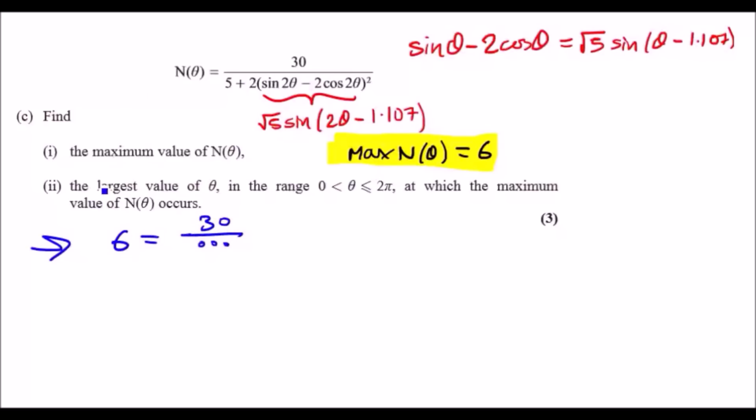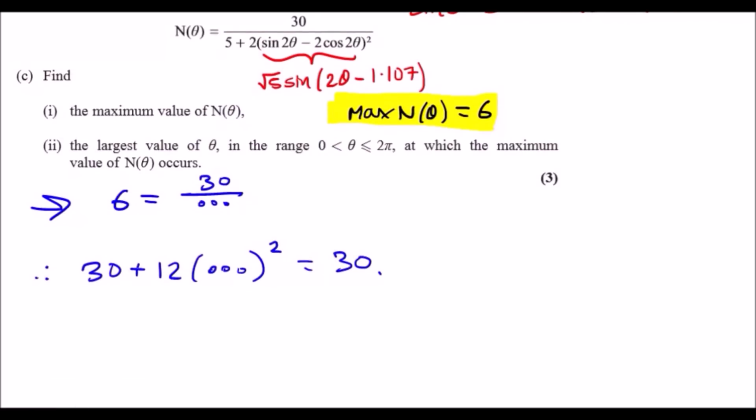So all you have to do, guys, is just simply rearrange. So let's multiply the denominator across, so 5 plus 2, etc., across to the left side. So you're going to get 6 times all that. So 30 plus 12. Instead of the sign, I'm going to put the root 5 sign bit, yeah? So I'll just do dots, squared, must equal the right hand side, which is 30. Okay, so more or less, just solve this.